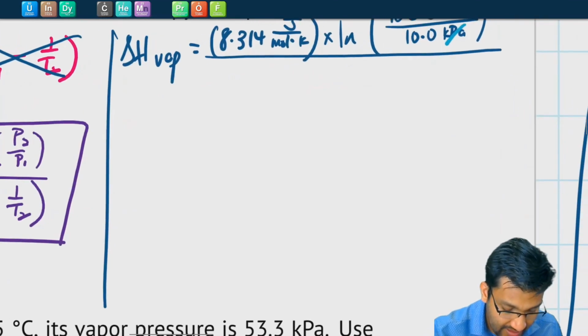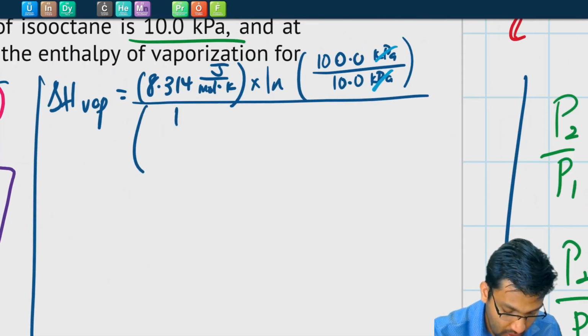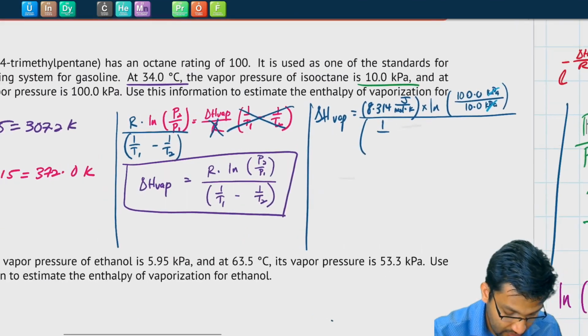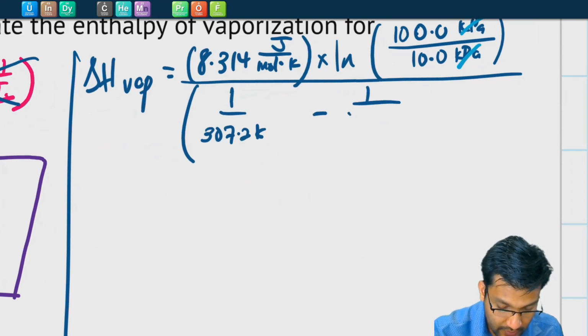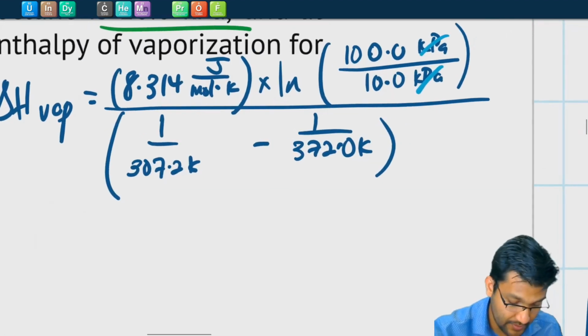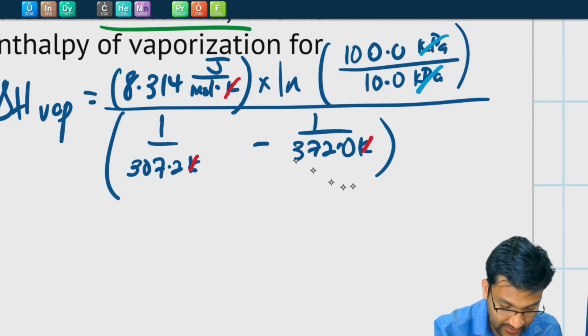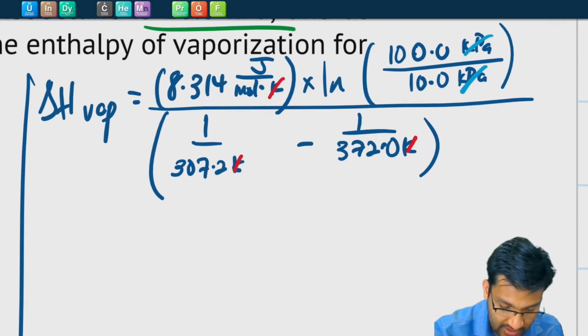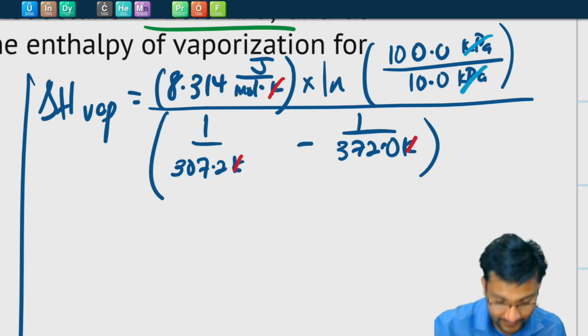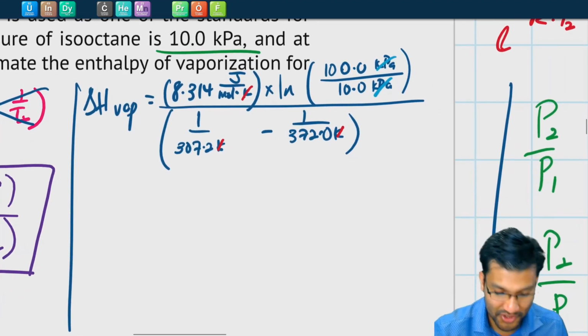And then it's 1 over T1. So it's 1 divided by, I already forgot what T1 was, 307.2 kelvins, minus 1 over T2. T2 was 372.0 kelvins. Unit cancellation time. Kelvins, kelvins, kelvins, right? It's in the denominator up here, denominator down here. That's why I'm able to cancel this one with both of these. Well, that's sad. That's the only thing that cancels. Okay. All right. I mean, as it should.